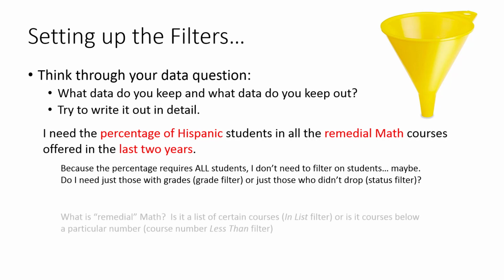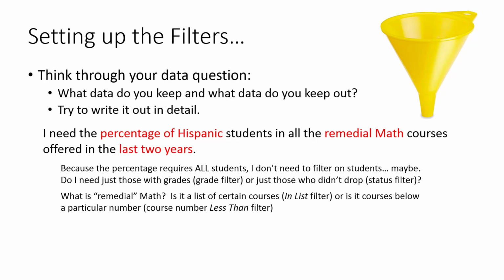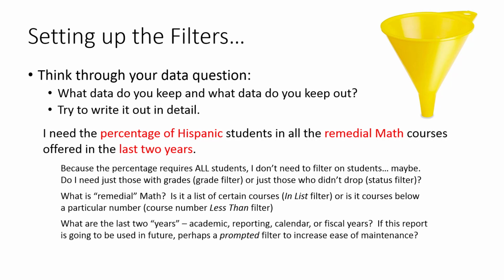Status filter. What is remedial math? Is it a list of certain courses? In list filter. Or is it courses below a particular number? Course number less than filter. What are the last 2 years? Academic, reporting, calendar, or fiscal years? If this report is going to be used in future, perhaps a prompted filter to increase the ease of maintenance?